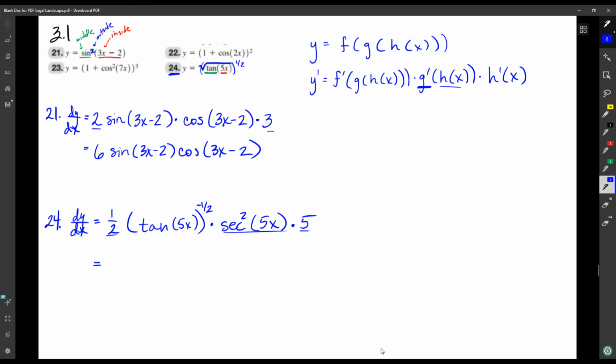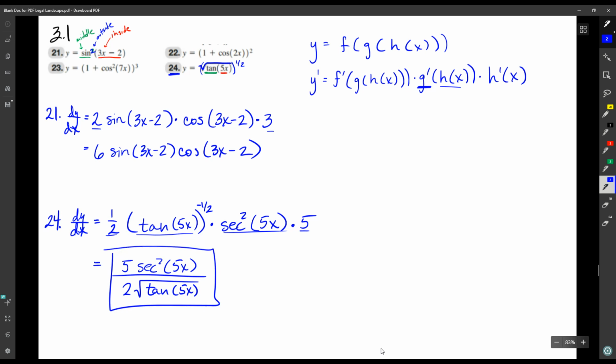Then I'm going to take this tangent of 5x, which has an exponent of negative 1/2 now, and drop it to the denominator so it's got a positive exponent, and I'm going to rewrite that as a square root since that's how the question was given. So we have a final answer of 5 secant squared of 5x over 2 square root of the tangent of 5x. And there we have an answer for 24.